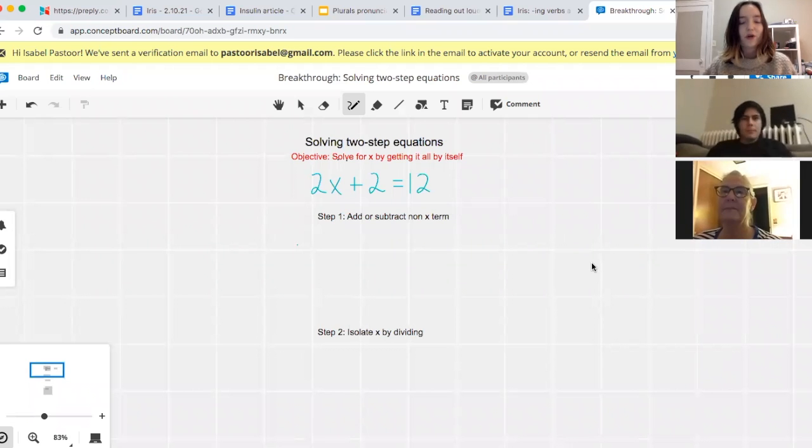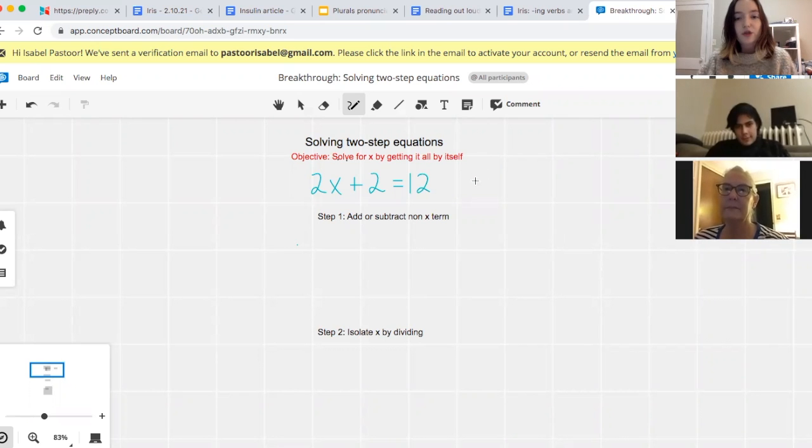In this lesson, we are going to start learning how to solve two-step equations, which are exactly what they sound like. They're algebraic equations, which you can solve in just two simple steps. The example we're going to use is the equation 2x plus 2 equals 12. What it means to solve the equation for x means we're going to find the number that x represents.